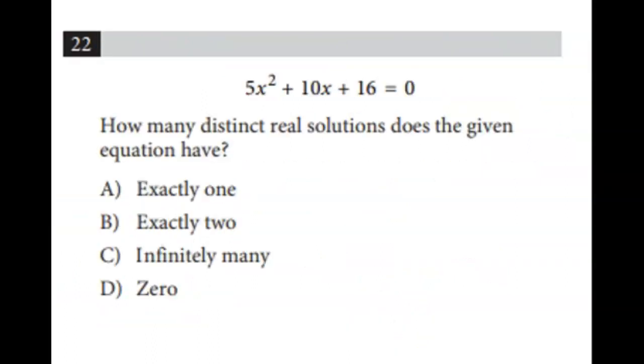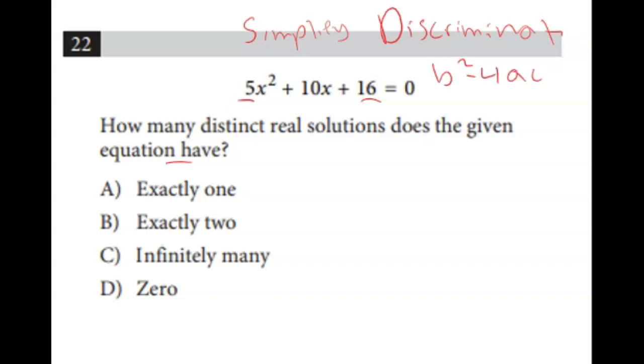All right, number 22. How many distinct real solutions does the given equation have? Looking at this, I don't think we can simplify this. I think they threw this 5 in as a curveball and this 16. So I'm thinking we're going to use our discriminant function here. So we're going to get b squared minus 4ac. And so we need to know how many real solutions it has.